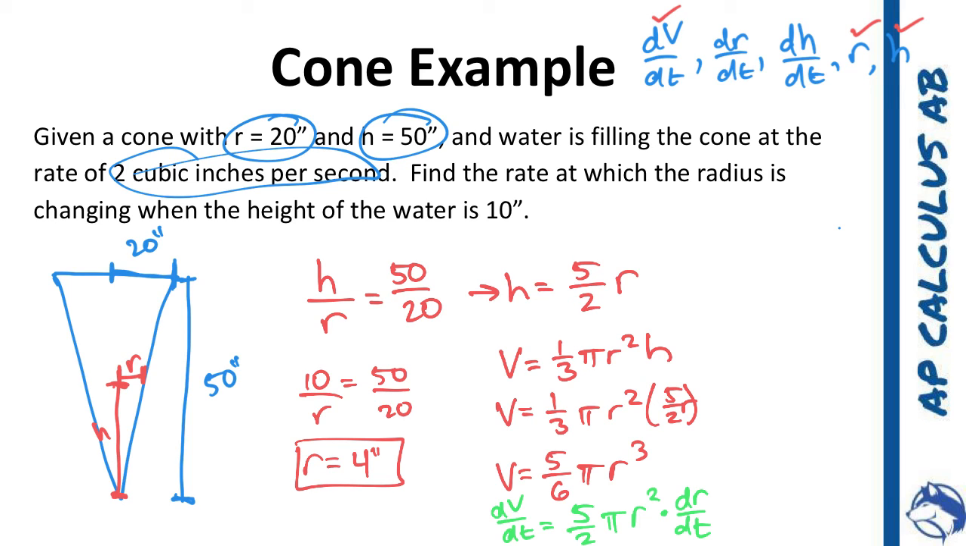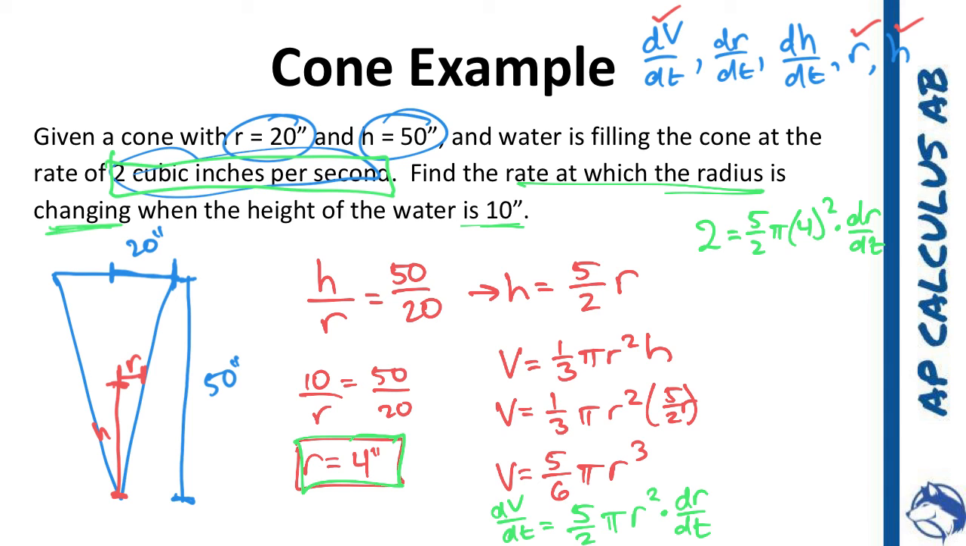And so it ends up working out because we want to find the rate at which the radius is changing when the height is 10. So now I'm just plugging in my pieces. And so I need my r, I need my dV/dt, and that's about it. And then I can go ahead and solve from there. So 2 is equal to 5/2 pi. My radius is 4. That's squared times dr/dt.